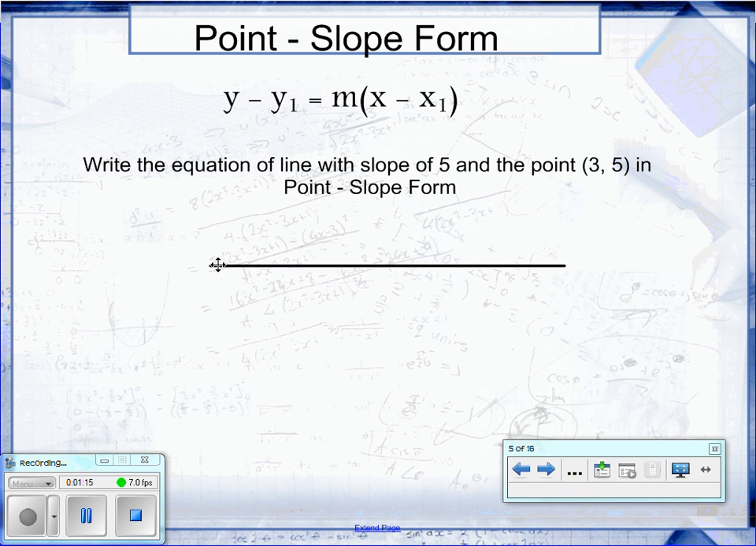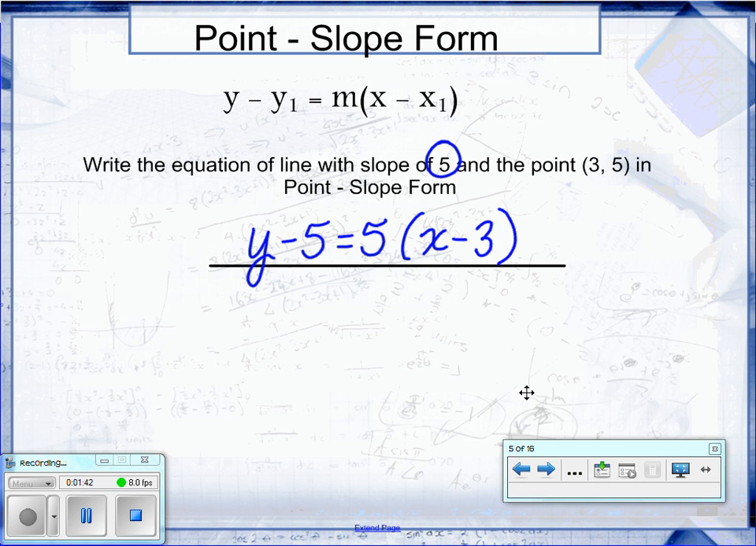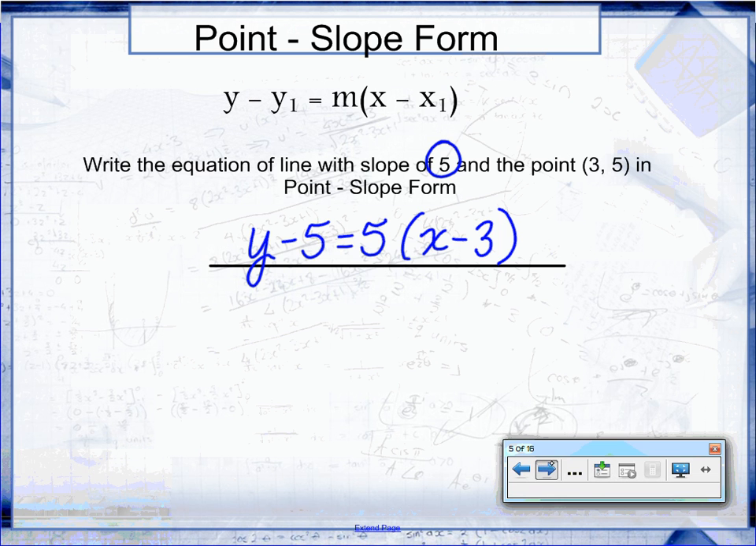All right, so let's try this. Write an equation of a line with a slope of 5, and the point is (3, 5), in point-slope form. All right, so I'm going to start off with my y. And again, it's a minus y sub 1, so that means we have to make it the opposite. So the opposite of 5 would be -5, is equal to, and again, the slope is 5, times x subtract x sub 1, so again, we're going to make it the opposite of +3, which is -3. And there we go. That is written in point-slope form.